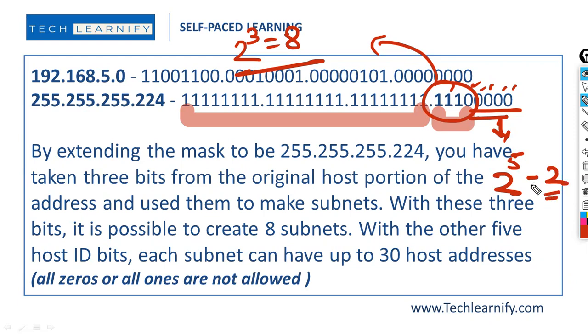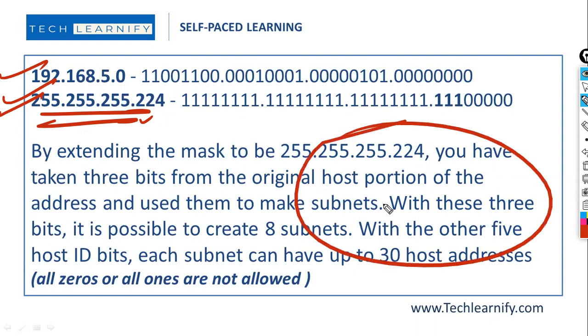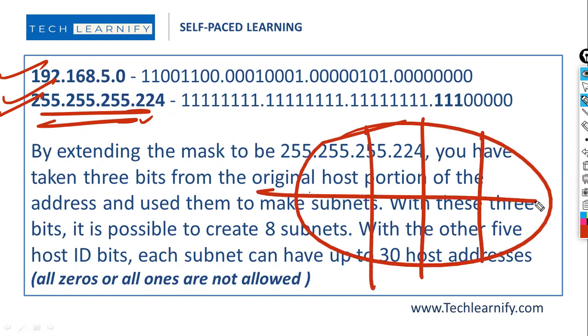Because first and the last both are reserved. That is why 2 raised to the power 5 minus 2 is equal to 30. So with this, even just looking at the subnet mask, I'm in a position to draw some conclusions. And what I can conclude on the basis of the subnet mask is that the default network address class C must have been logically divided into 8 subnets.